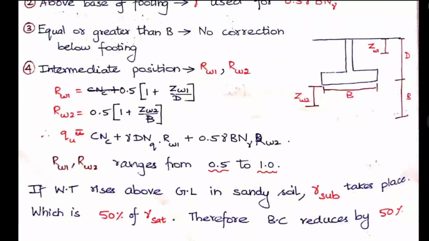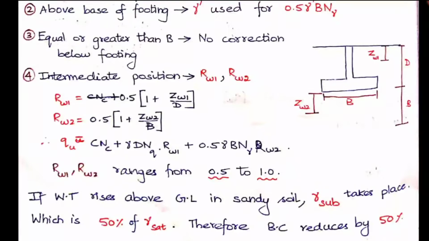And then if the water table rises above the ground level in sandy soil, it means gamma submergence takes place. Okay, submergence of soil takes place. So when submergence takes place, which is 50% of the gamma saturation, then automatically there will be 50% reduction in the bearing capacity as well. So this is also an important point.